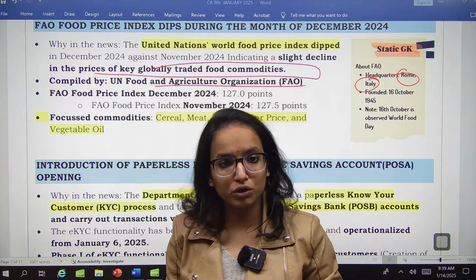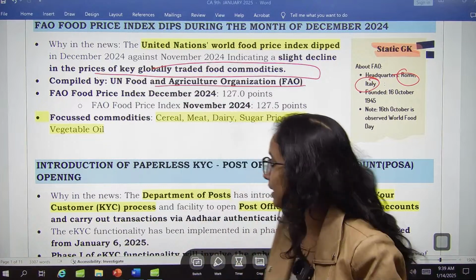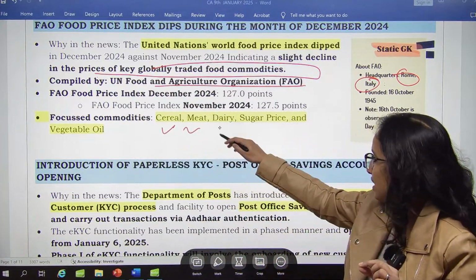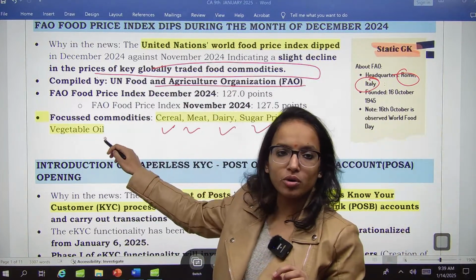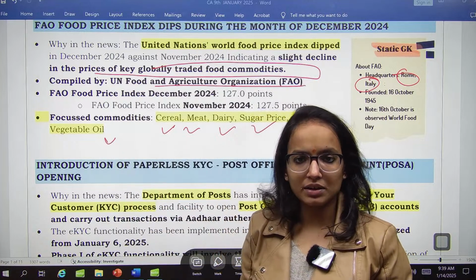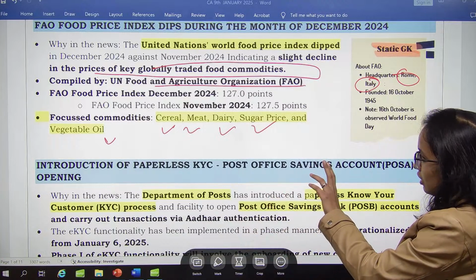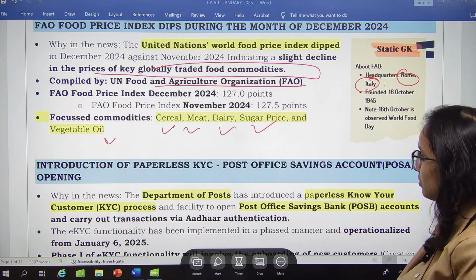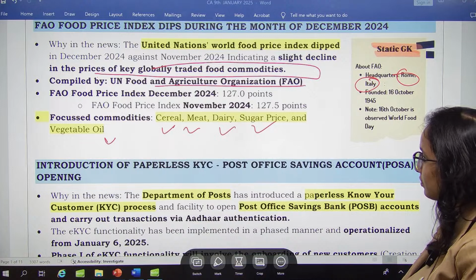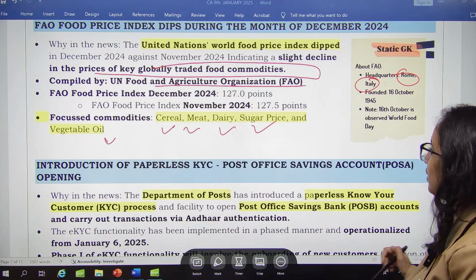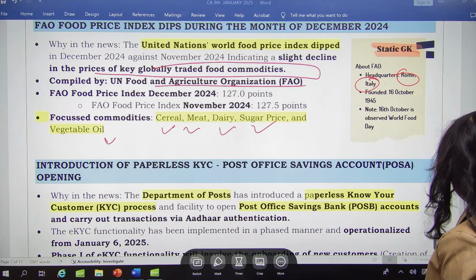Now, which are the food commodities of which the prices have declined? Cereals, meat, dairy, sugar price and vegetable oil. These are the primary articles in which the price has witnessed a decline. Remember, cereal, meat, dairy, sugar price and vegetable oil. Right? So, remember this.